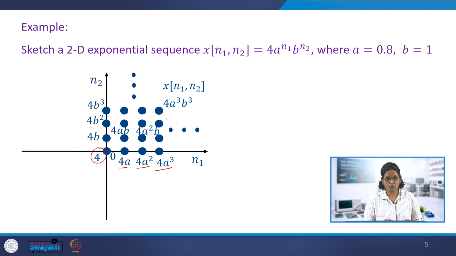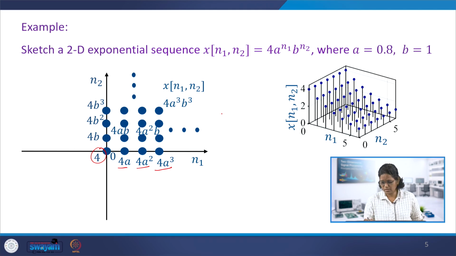So this is just how to sketch these 2D signals, the exponential sequences we had seen. If you visualize this again, you can clearly see the exponential decaying sequence here, which has a 4 value here. When b is 1, this is the value shown on the y-axis, and the a values are shown over here. So this is going to 4a and a square and a cube. You can see the exponential decay over here, and this can be visualized in 3D.